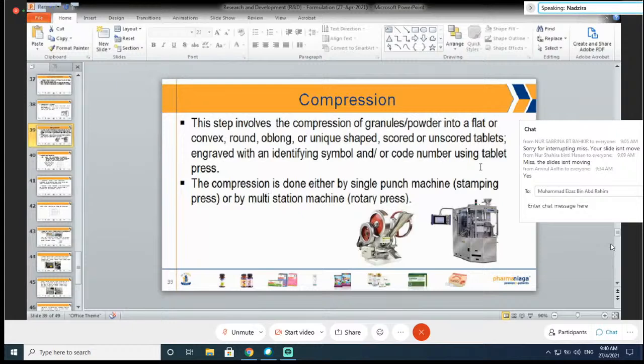Basically, the compression is done by a single punch machine. This is a single punch machine where you fill the powder through the hopper and then you compress it. Or the compression can be done by a multi-station machine, which we call a rotary press. There are multiple stations of punches set for this machine.